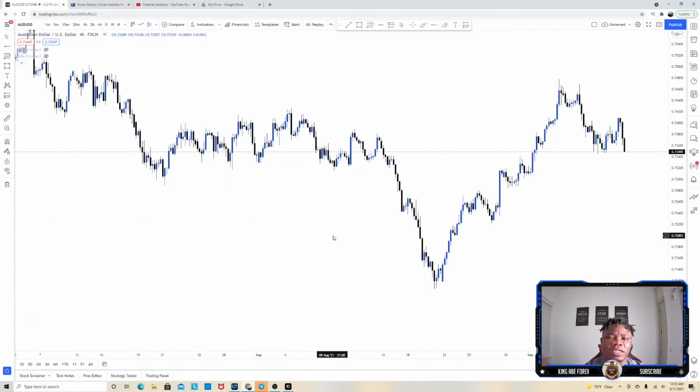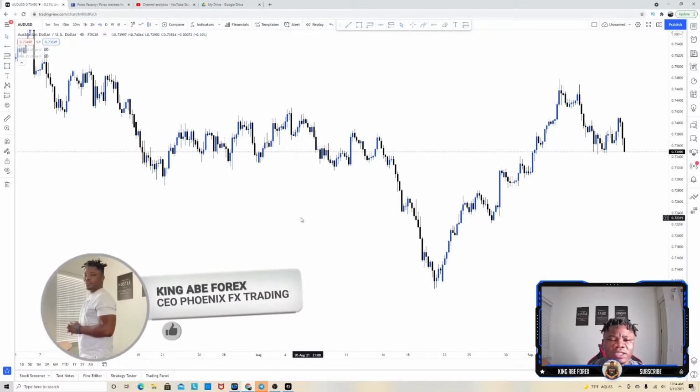Now, like I said earlier, when it comes to support and resistance, it's very crucial, it's very essential when it comes to trading. Without it, it's impossible for you to become a successful Forex trader. Now, if you take a look at my chart here, we're going to be looking at AUD USD, and right now I'm on the 4-hour time frame.